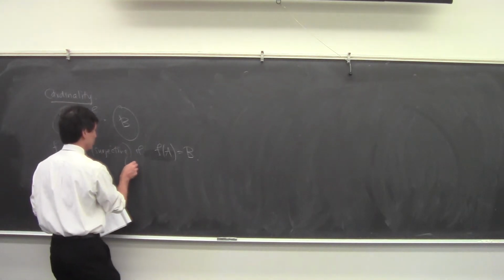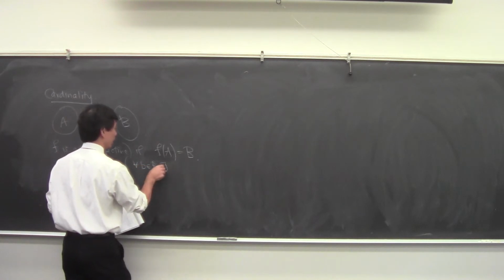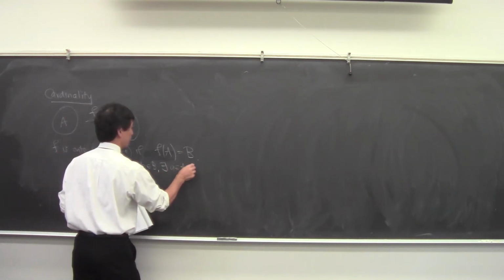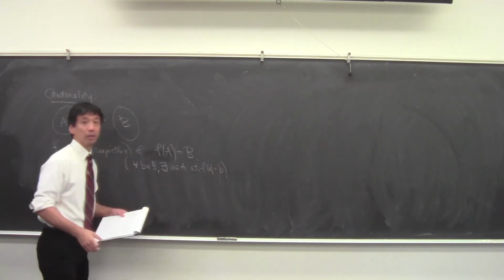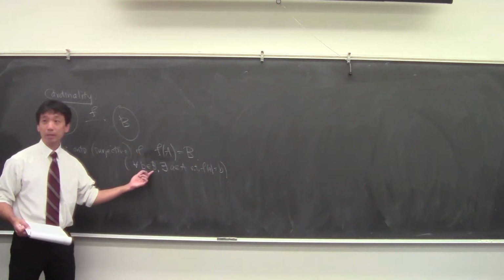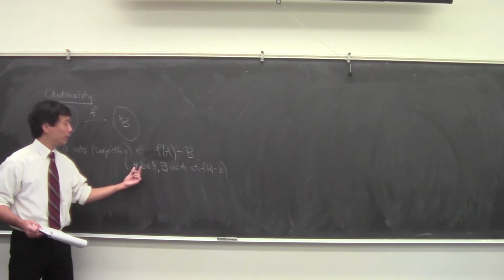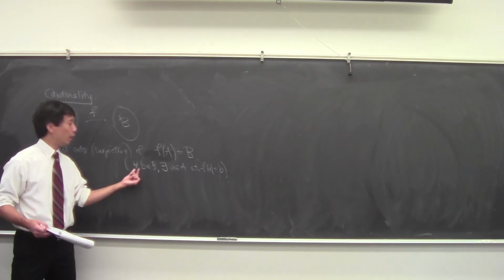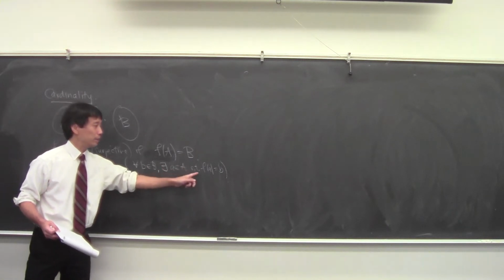In other words, for all b in B, there exists some element a in A such that f(a) equals b. So it's a lot of notation, but I'm afraid you're going to have to get used to it.